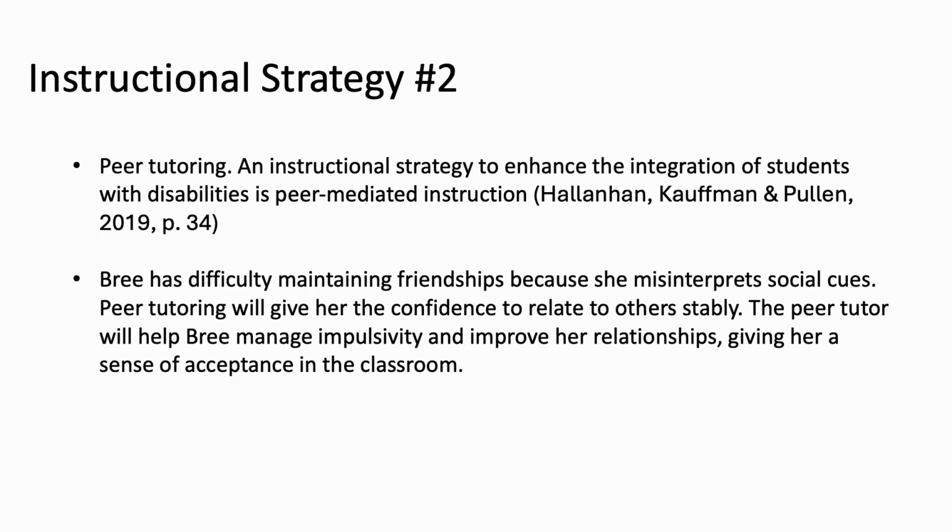When I read the case about Brie, I felt so sad when she said she feels isolated. She has a social problem, we know. One way to help her is to allow her to work with someone who can provide support. This person will help manage her impulsivity and improve her relationships. In our book, I found the strategy of peer tutoring. That means exactly looking for a person to work with her and provide all the support.